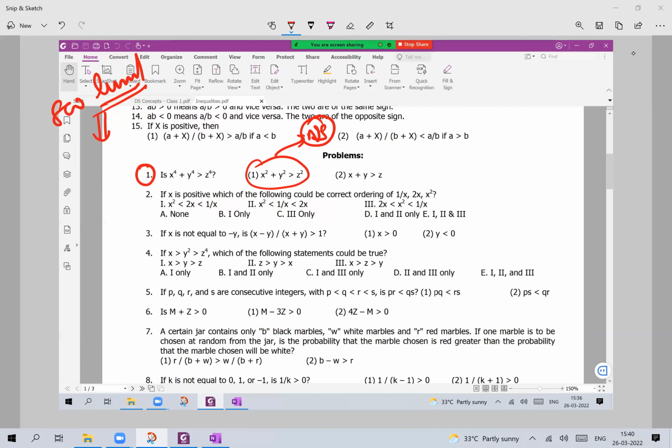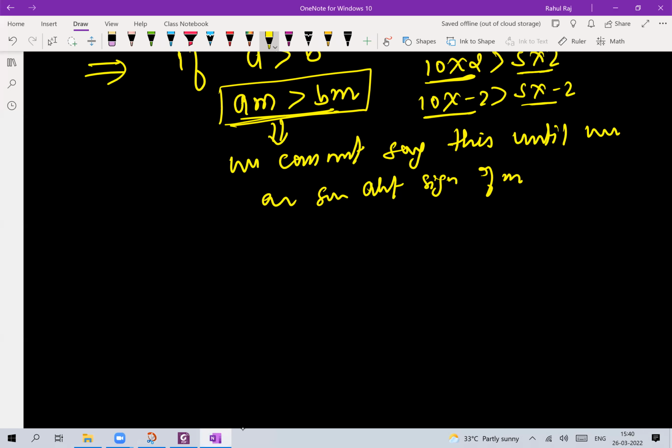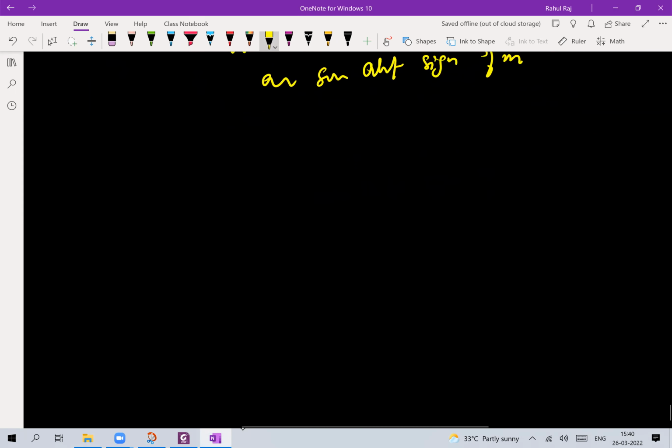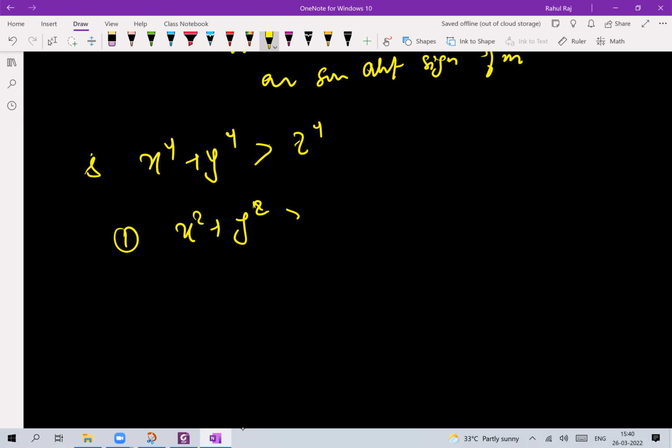Perfect. So let's see here. This is a tough question, again, I'm telling you. It says: is x^4 + y^4 greater than z^4? Option number 1 says x^2 + y^2 is greater than z^2. Option number 2 says x + y is greater than z.